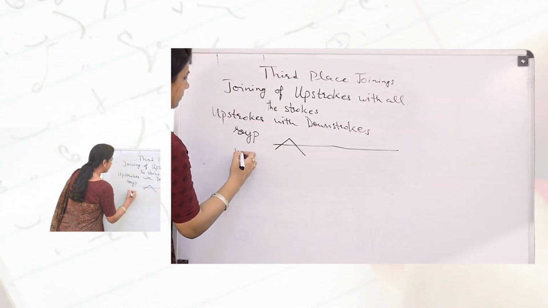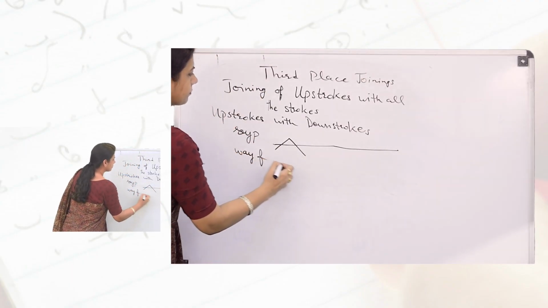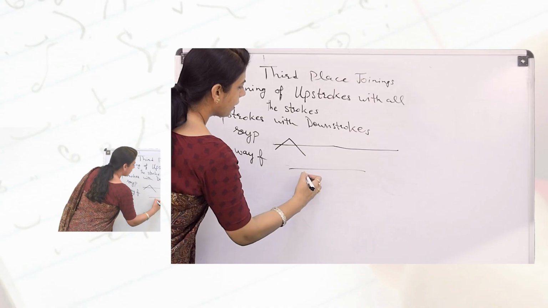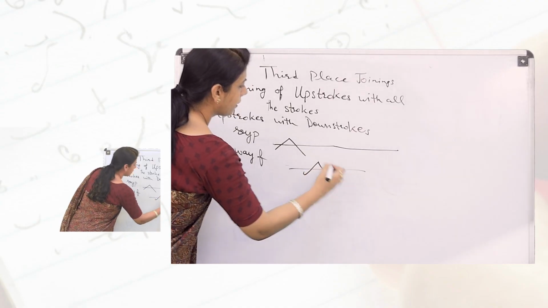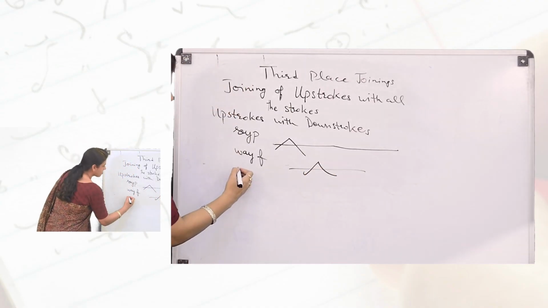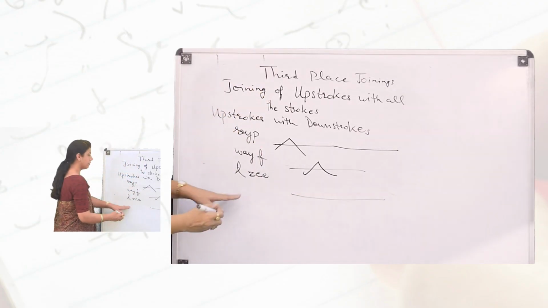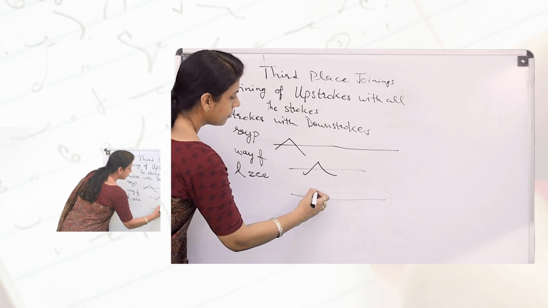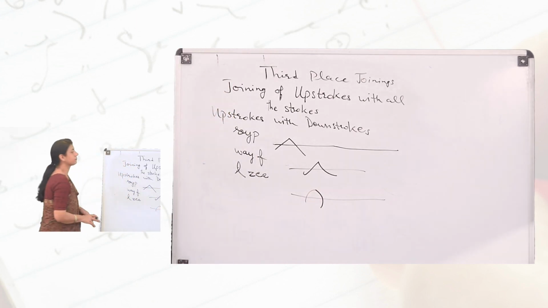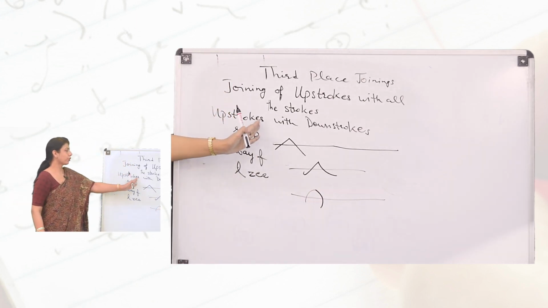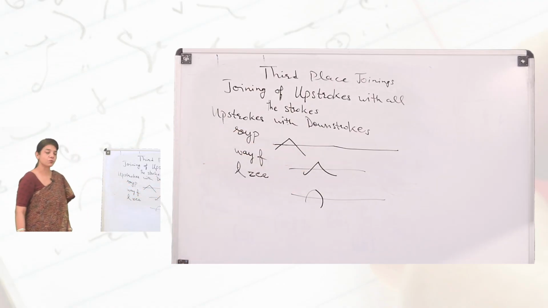Next example. Way through the line and F. Next, we can take L and Z, let's say. So L through the line and then Z. This is joining of upstroke with downstroke.